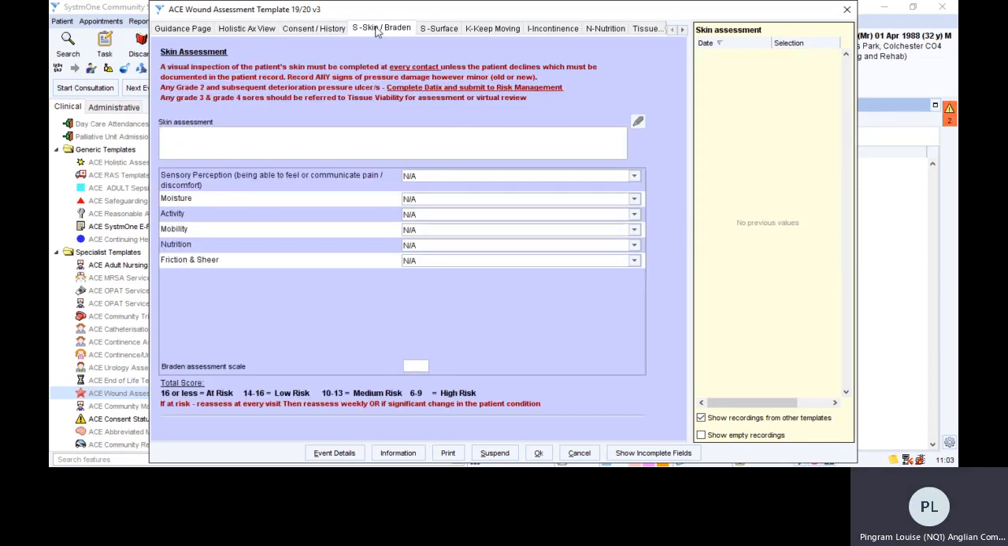Okay, then we start our skin bundle. So really this is looking at the patient's skin assessment. So the pressure ulcer policy states that a skin inspection should be carried out or discussed with the patient at least weekly.